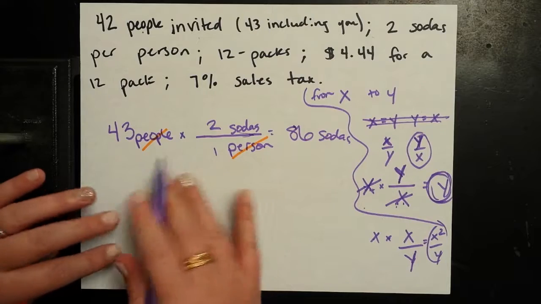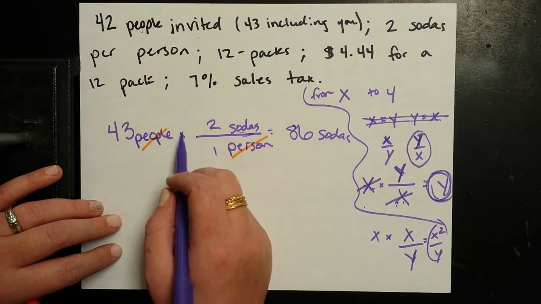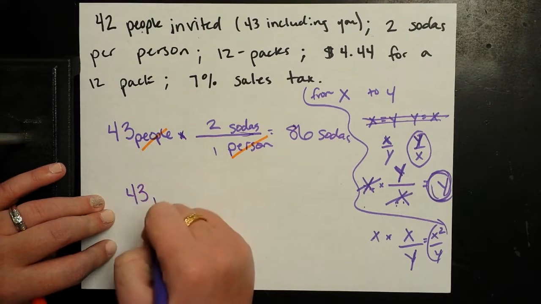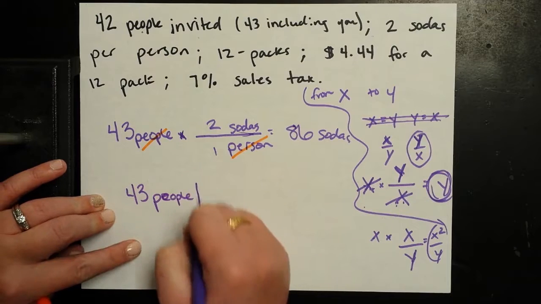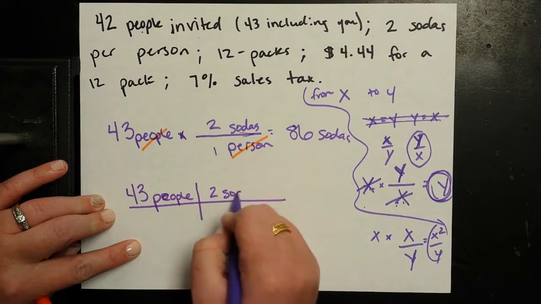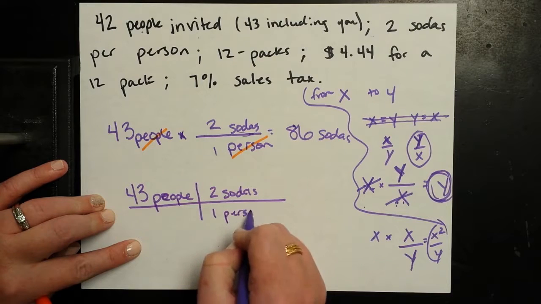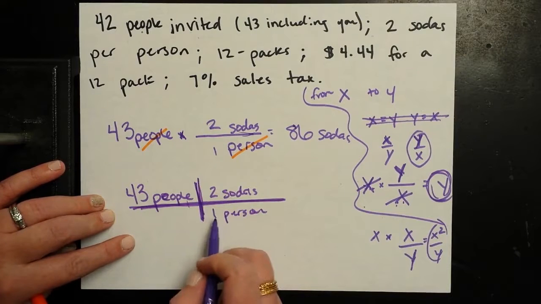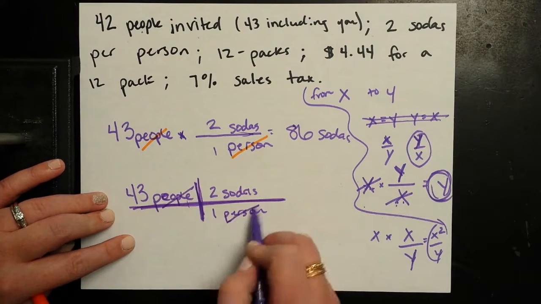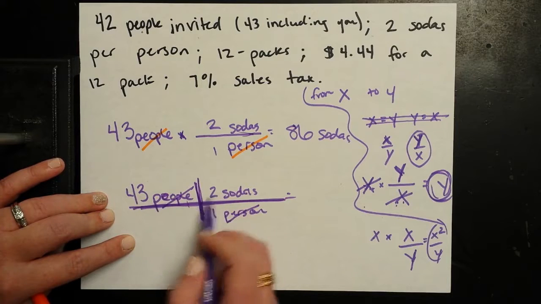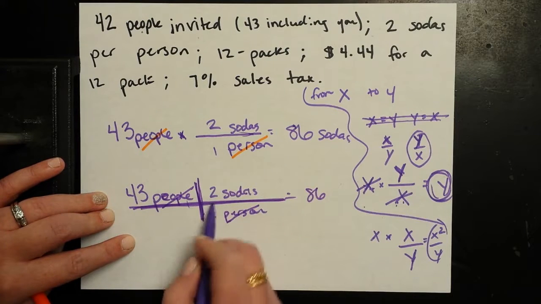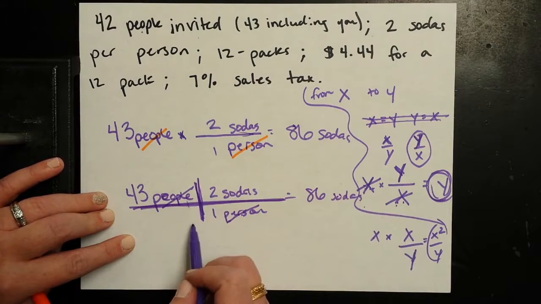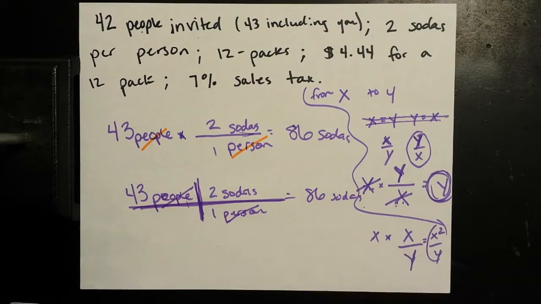Another thing people do, so I'm going to just rewrite this, is instead of putting a little x here, they'll do something called railroad tracks. A lot of people would write it like this and put 2 sodas for every 1 person. That way these lines separate all your different units and numbers and values. And it would still work the same where you get 43 times 2 because you multiply across your numerator. Then your people cancel, so you're left with sodas. I tend to do this more, but I interchange them all the time, so just try to keep up.